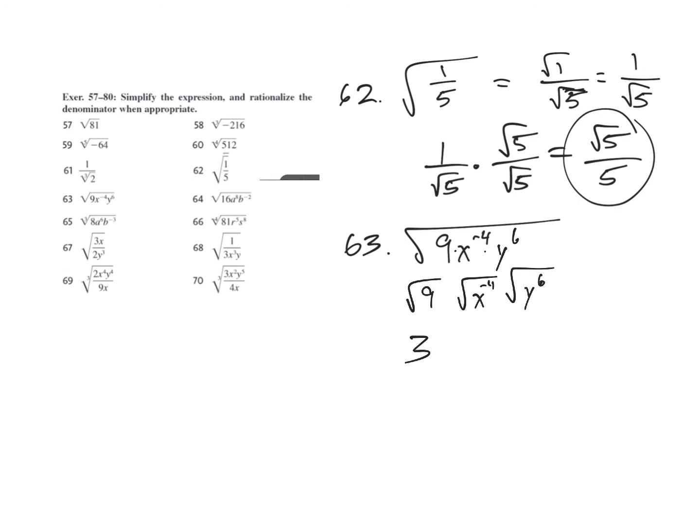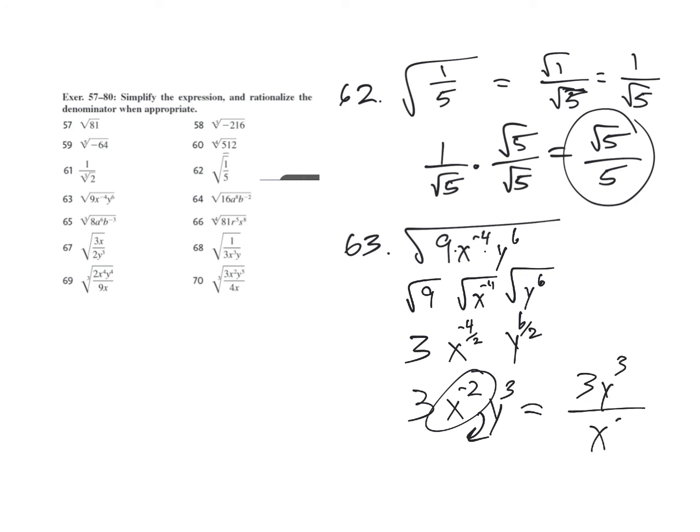And maybe you don't know what the square root of x to the negative 4 is. So let's make it a fractional exponent. There's your base. The root is on the bottom, so this is a square root, so the 2 goes on the bottom, and the exponent goes in the top. So that's going to be x to the negative 2. Same thing with the y. The root is a 2, so that's on your denominator, and the exponent is a 6. So that answer is y to the 3rd. And you can't leave it like that. No negative exponents. So we move it down. So this is 3y cubed over x squared. Alright, number 64.